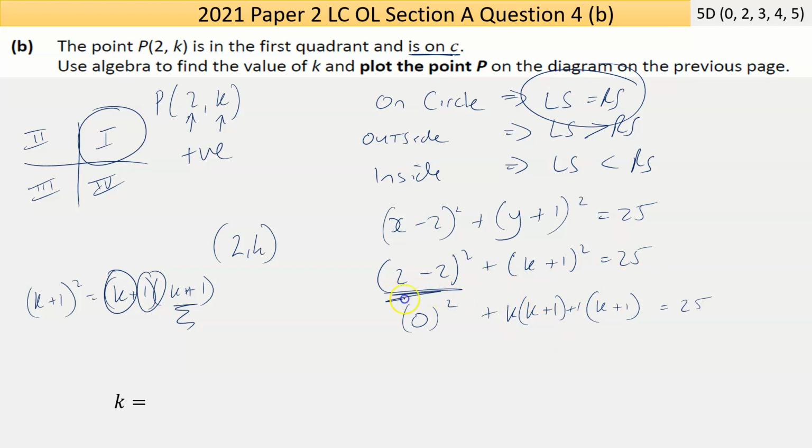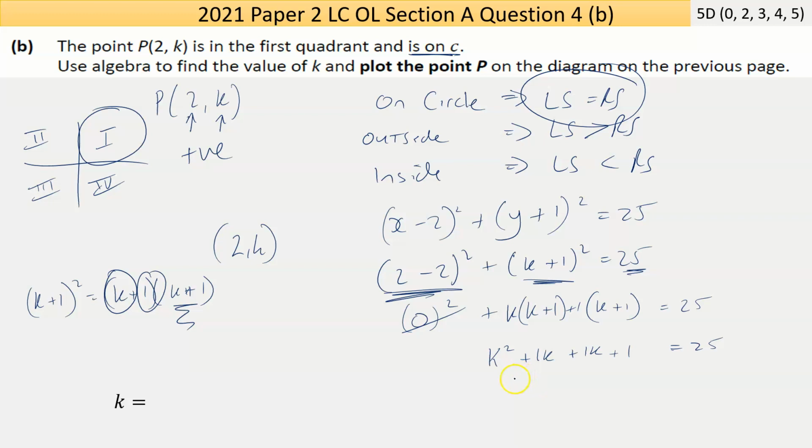So this ends up becoming 0. This gets expanded, and the 25 stays the same. Anyway, keep going. 0 squared is 0, so that's gone. And here, going left to right, k by k is k squared, k by 1 is 1k, 1 by k is 1k, 1 by 1 is 1. That's equal to 25. Now, if you see what's happening here, this is a quadratic. If you see a quadratic, solve it.